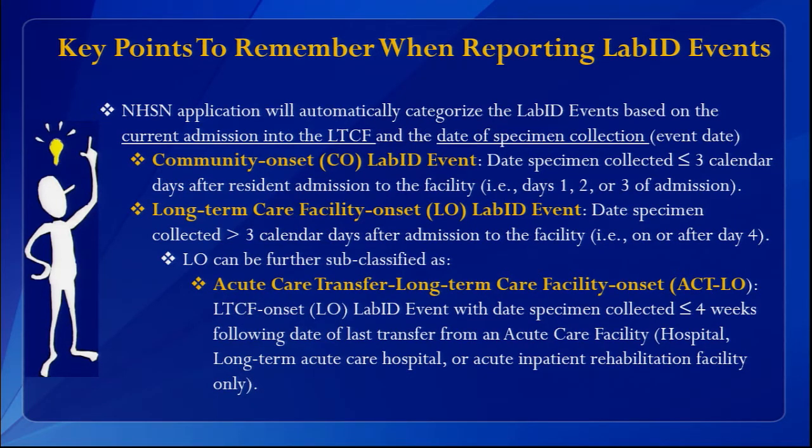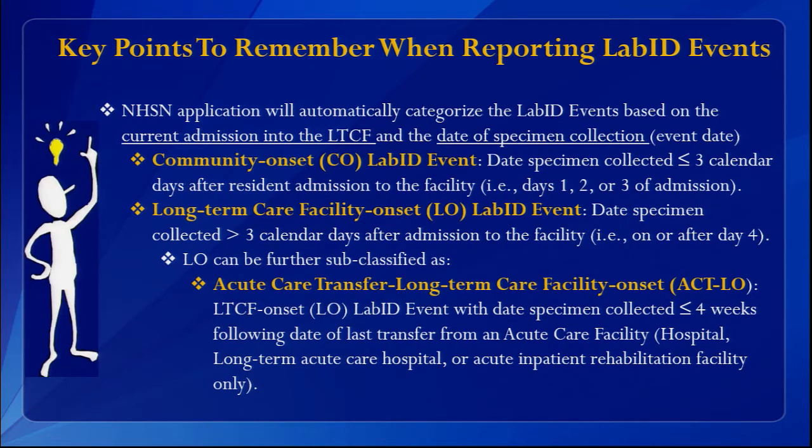So you have community onset lab ID events, and those are when you enter a lab ID event for a resident, and the specimen collection date, or lab ID event date, is 3 days or less after admission to the facility. So specimens collected on day 1, 2, or 3 are all considered community onset. Then you have your long-term care facility onset lab ID event, and that's when the specimen was collected more than 3 days after admission to the facility, so on or after day 4.